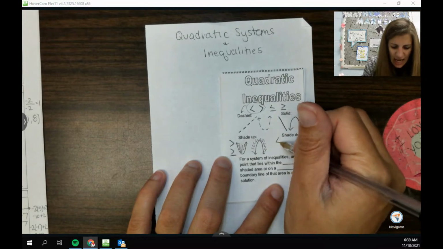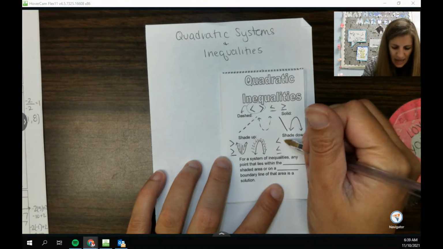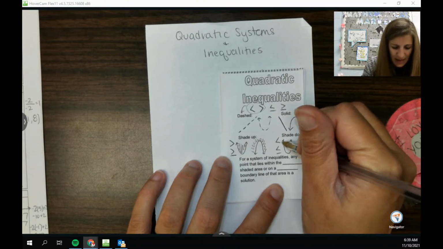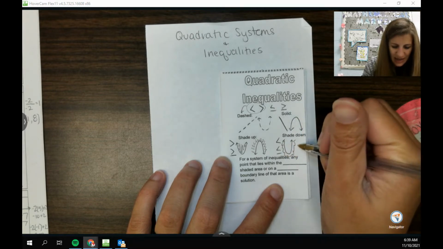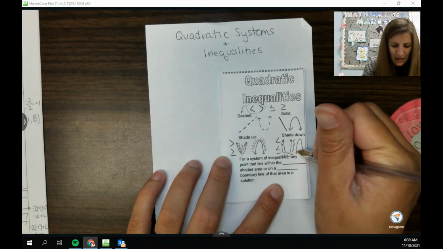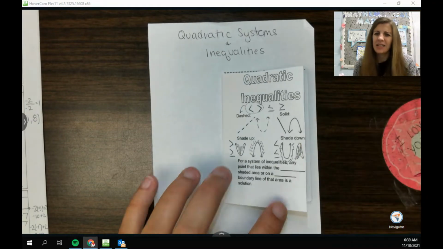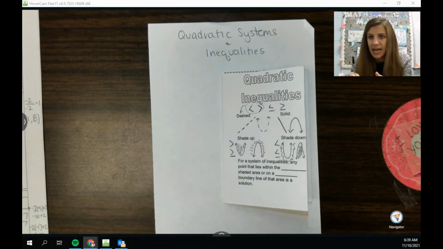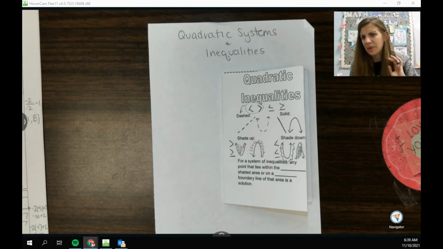And then shading down is less than. And if you're a parabola pointing up, that's going to be like everything outside. But if you're a parabola pointing down and you're shading down, that's everything inside. So like down and down, inside. And then up and up is inside. So that's kind of a good way to remember it, I think.